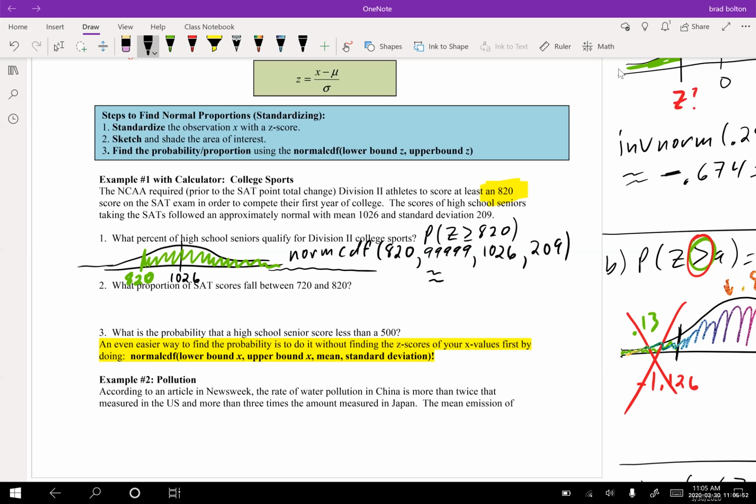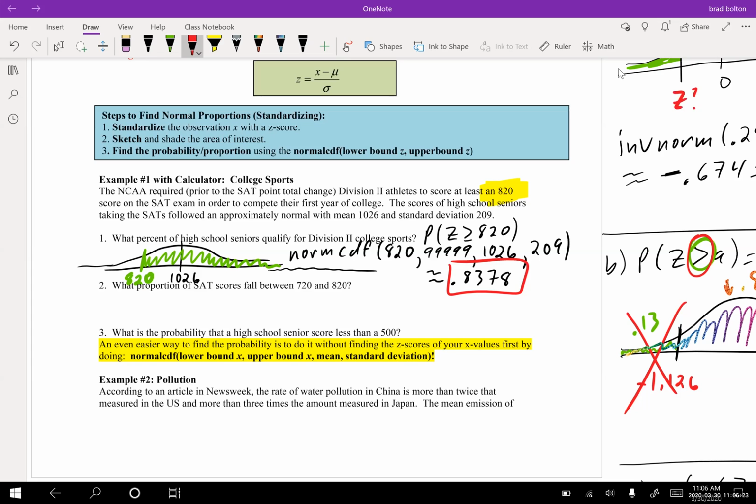So we get 0.8378. This is my probability of what percent of high school seniors qualify for Division II college sports. About 83 to 84%, 0.8378, okay? So we have found that probability, and we never even had to convert it, because our calculator does it for us. Everybody okay with this?